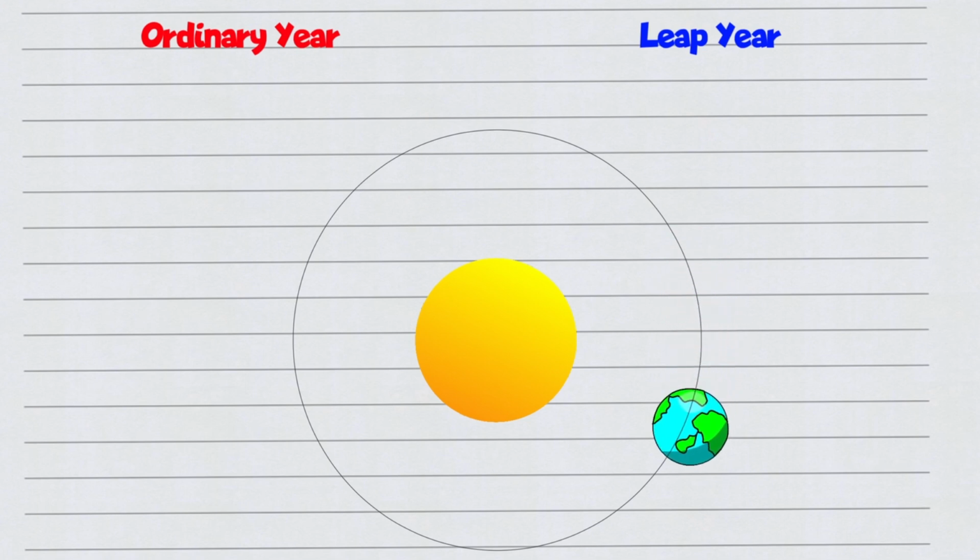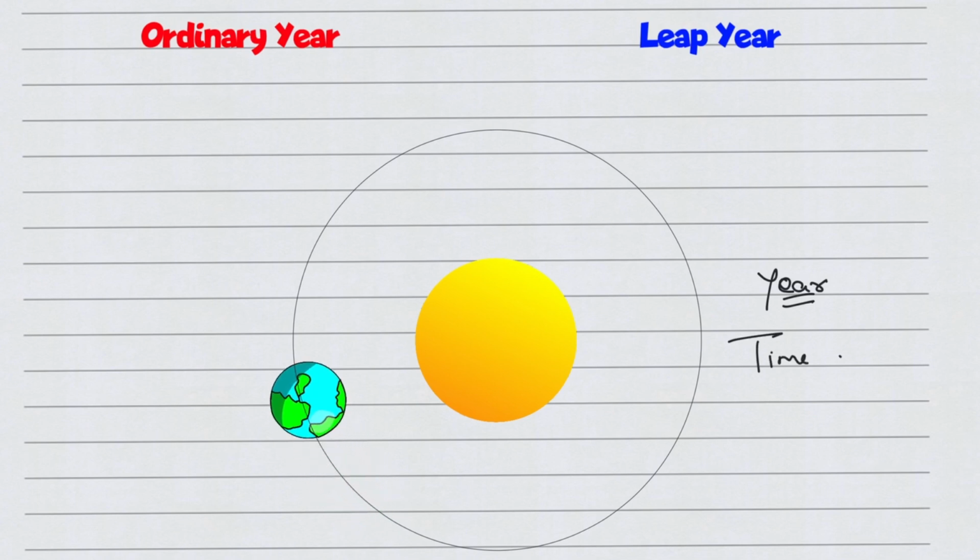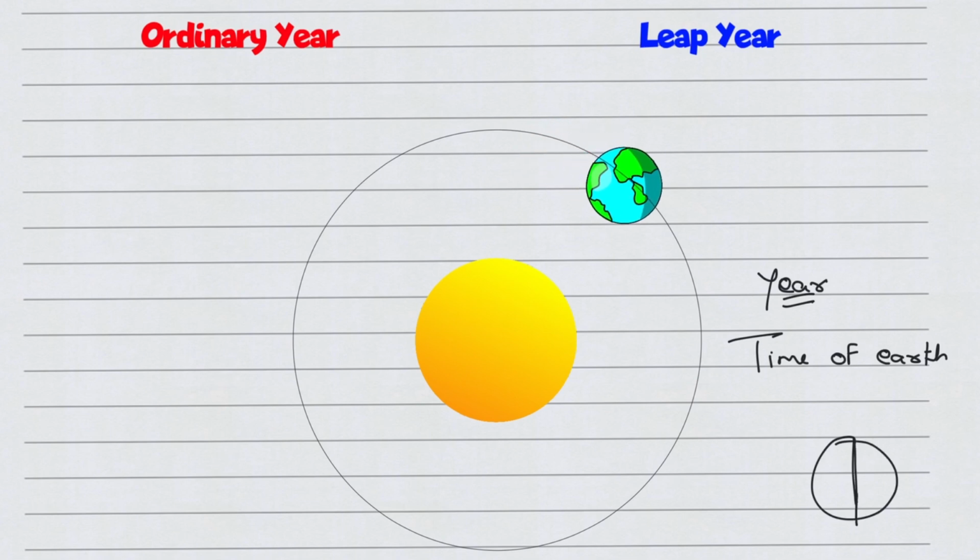First of all, even before knowing what is an ordinary year and a leap year, let me just ask you a question. What is a year? What do we calculate when we say a year? We basically calculate the time of Earth. So what is the movement of the Earth? Its first rotation around its own axis, correct? It rotates around its own axis, and then the most important movement is revolution around the sun.